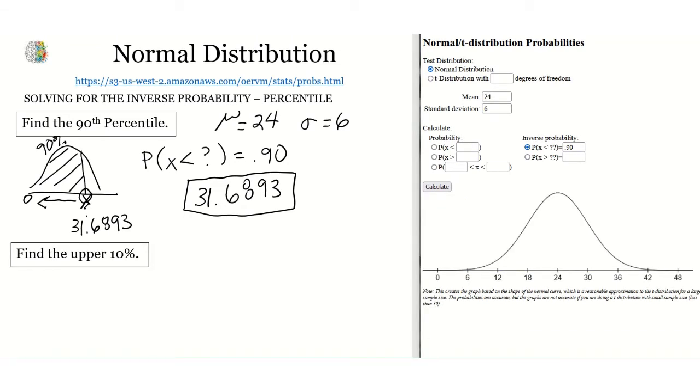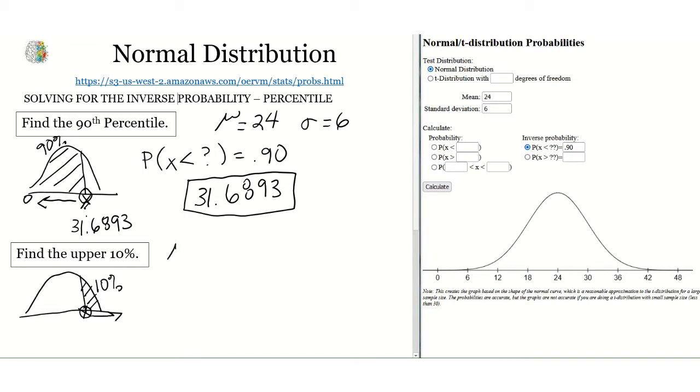Our next problem asks us to find the upper 10%. So if we are to graph that, we are looking at the upper 10% probability, and once again we want to find what is that x value that is going to give me this 10%. And the upper 10% is going to the right.